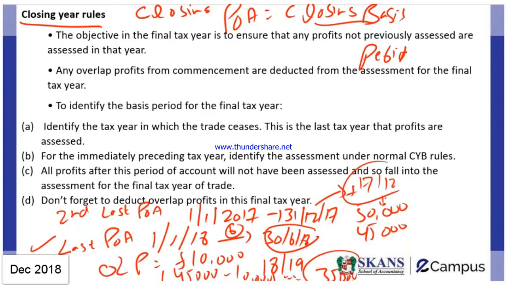So the closing year rule is very straightforward. The last period of account is the last basis period. You have to identify the ending date of that period of account and observe which tax year the ending date falls in, and take the last period of account tax adjusted trading profit, deduct any overlap profit which arose by applying the opening year rule, and then the final answer is the assessable trading income in the closing year. So the closing year rule is very straightforward. Ongoing year rule is very straightforward.